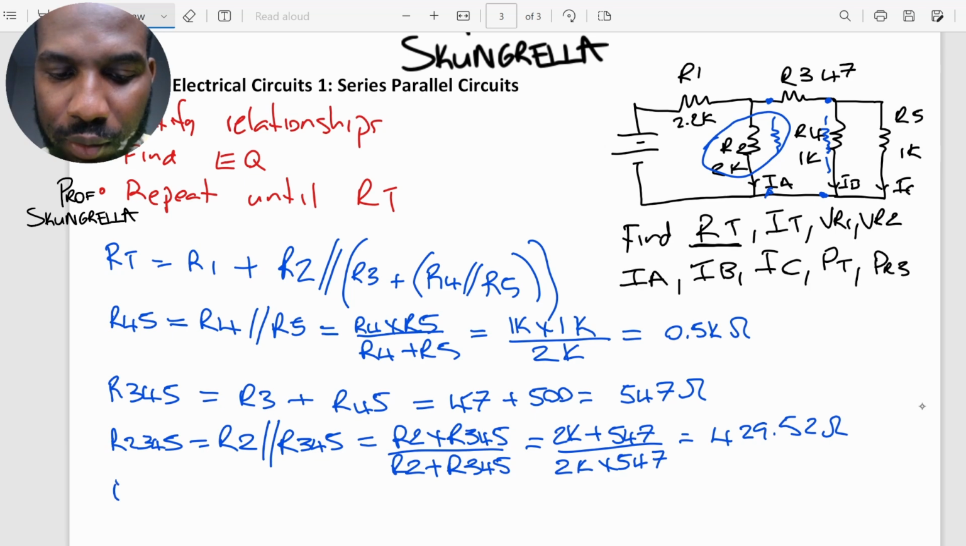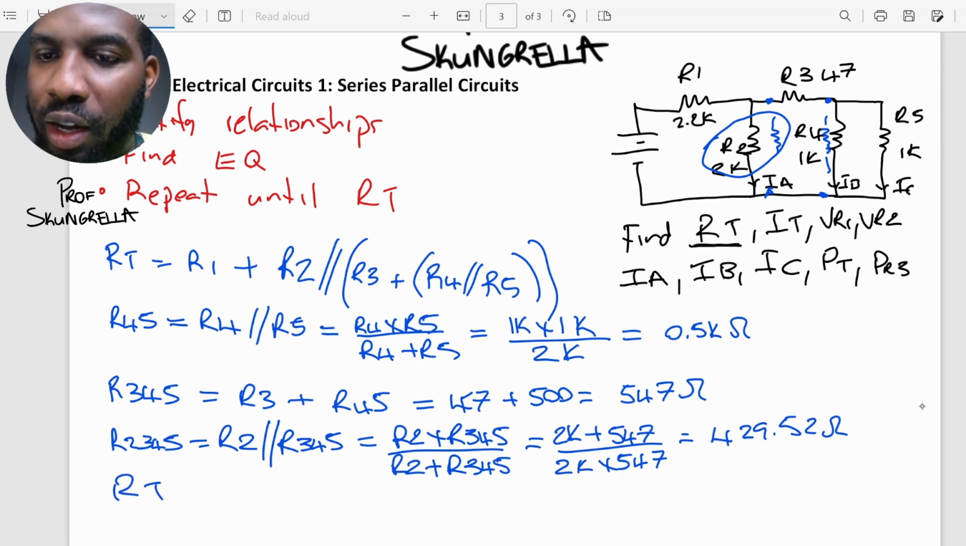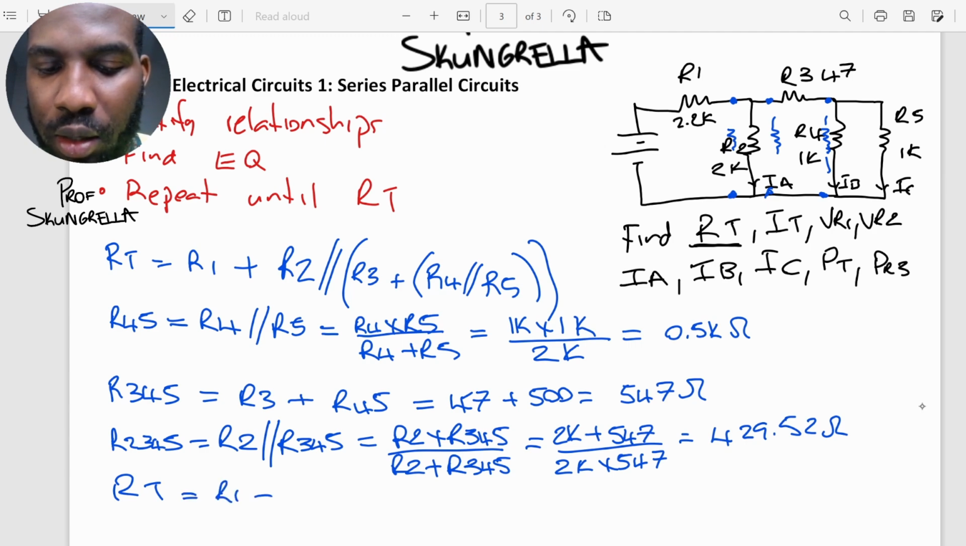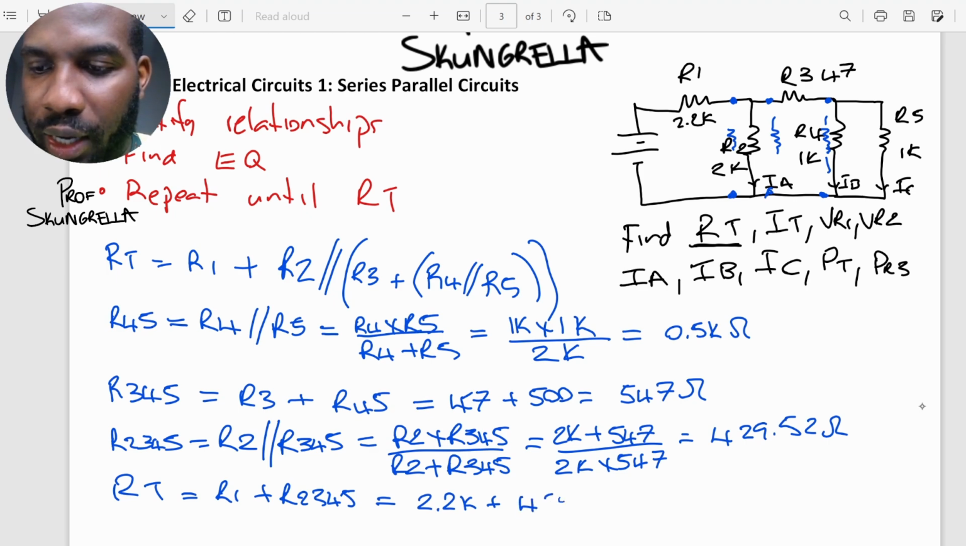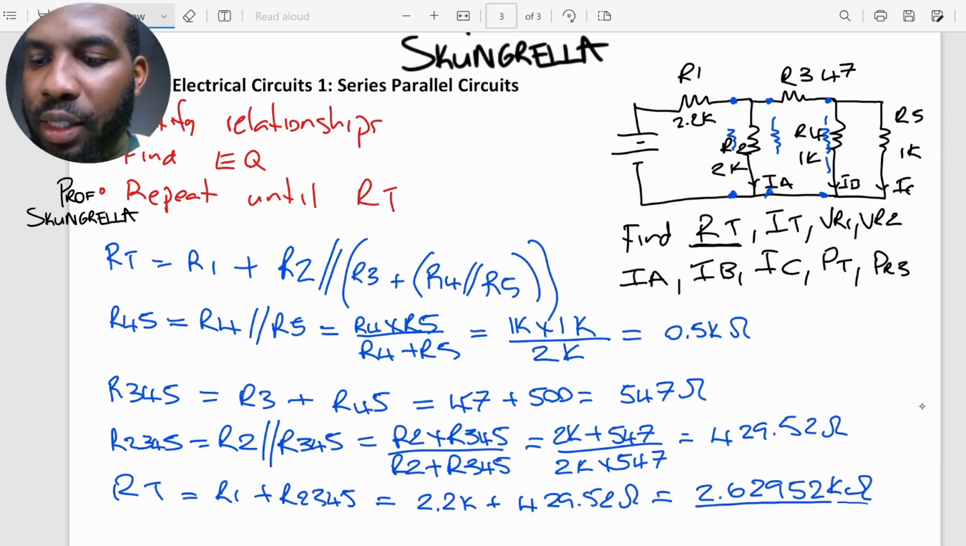Now our RT. So again, if you replace all of this here with one resistor, we call it our R2345. Then the total resistance would just be these two resistors, right? So RT is going to be equal to R1 plus R2345, which is equal to 2.2K plus 429.52 ohms, which gives us 2.62952K ohms. All right, so this is our answer. This is our total resistance.